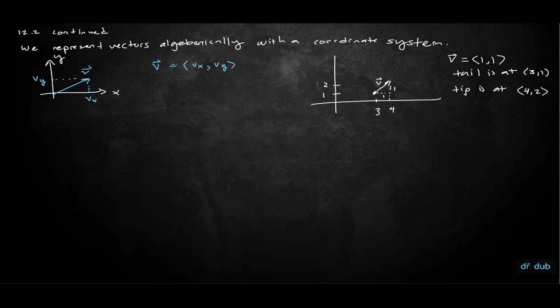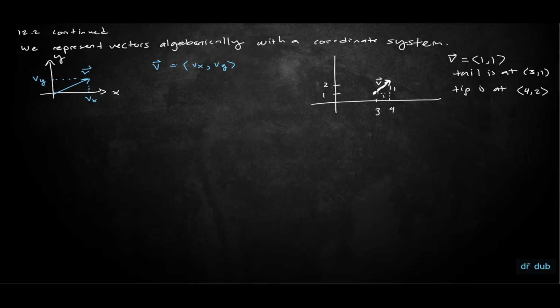So the vector v is the same vector. It's the vector 1, 1. No matter where you put the tail, it's just saying, okay, go that far in the x direction and then that far in the y direction, and you'll end up at the tip of the vector, starting at the tail. And you can place that tail anywhere you want. And if you place it at the origin, you'll end up at the point whose coordinates are the components of the vector.